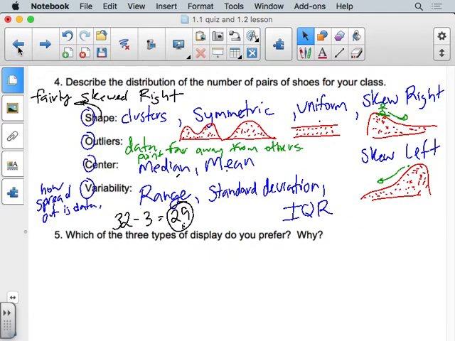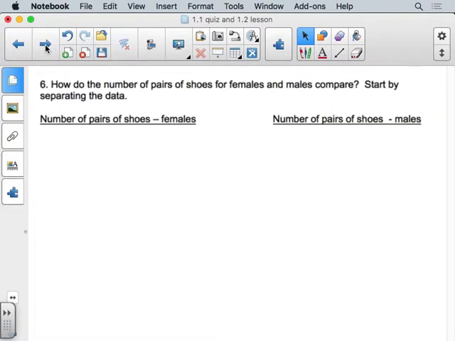Which of these three types do you prefer? I'm going to talk through the positives and negatives of the dots. So number 5, on a dot plot, sometimes it's nice to see all the little dots spread out, but a histogram is nice for big data. Don't worry too much about when to use one or the other. Just know how to interpret them, okay? So I'm going to skip through number 5.